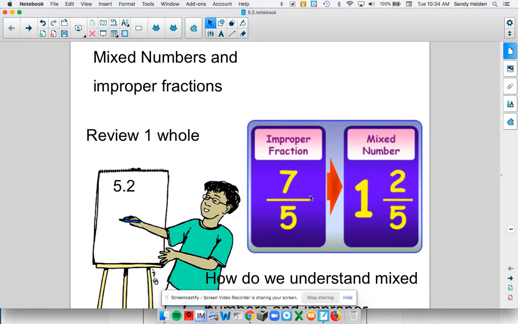That is the same as 7/5, which means that 5/5 would be 1 whole, and then 2 more fifths would be 5, 6, 7, 7/5. So improper means it's too big on the top. It's bigger than the bottom. It means it's more than 1. So improper is more than 1, too big on the top. Mixed is mixed together.